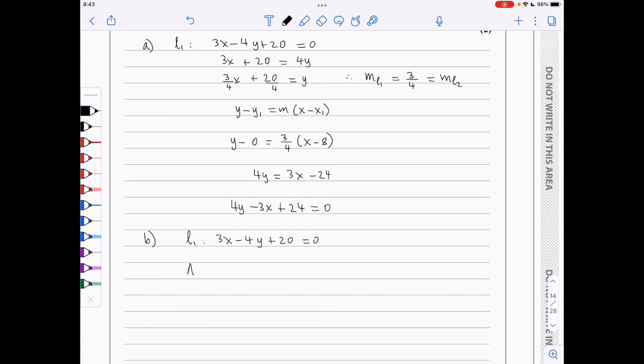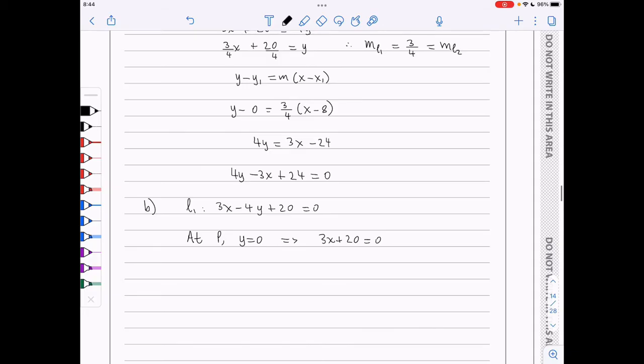Now at P, it's a cut on the x-axis, so y is 0, and therefore 3x plus 20 is 0, which means that x is minus 20 over 3. And at Q, the cut on the y-axis, x is 0, and therefore minus 4y plus 20 is 0, leading to 20 is 4y, so 5 is equal to y. So I've got the two cuts on the axis for the line L1.